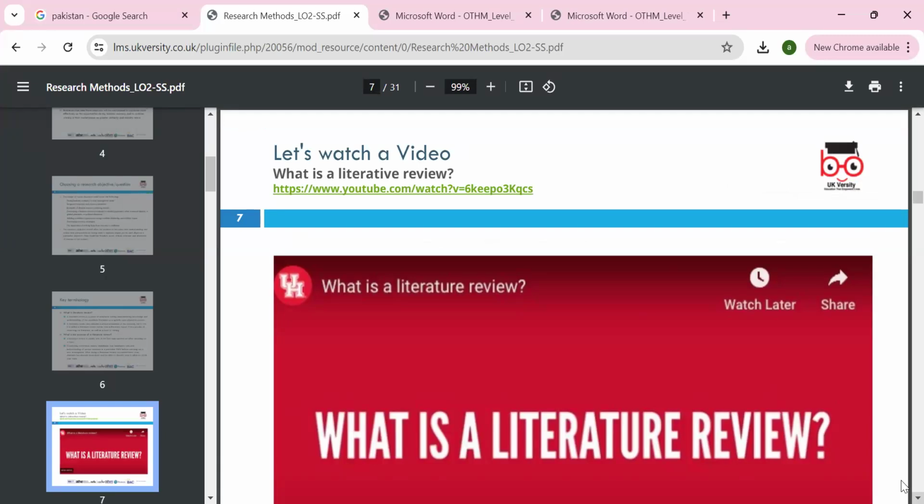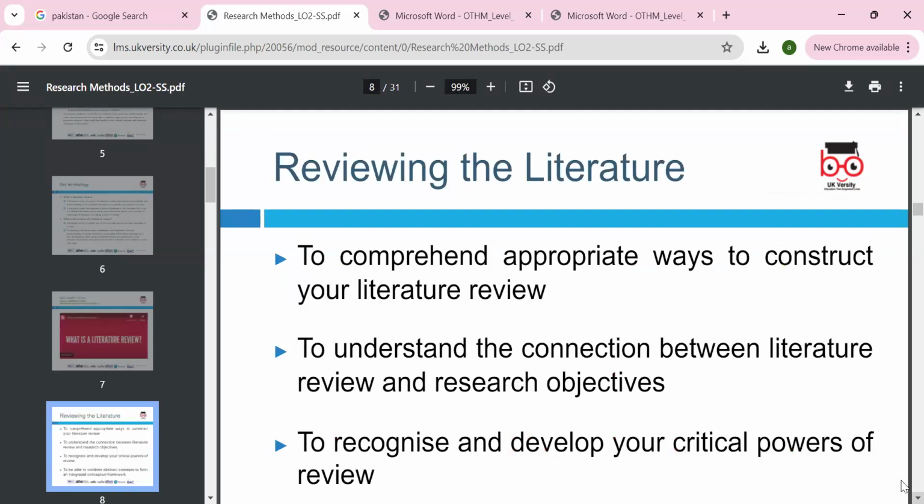What is the literature review and why is it important? To comprehend the appropriate ways to construct your literature review, understand the connection between the literature review and the research. So, the research objective: I want to develop understanding about service quality and customer satisfaction.